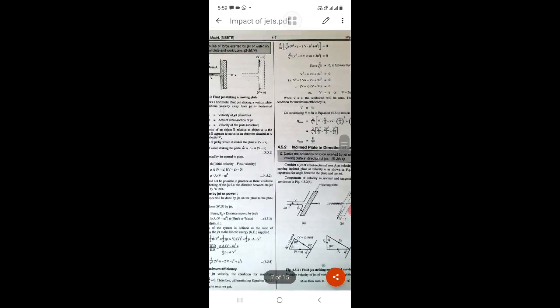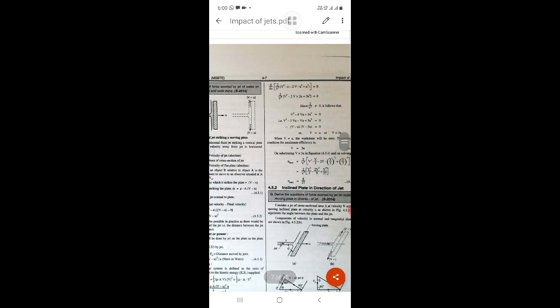Next derivation is maximum efficiency. So this derivative of efficiency is equal to 0. So put in the equation, differentiate the equation with respect to u. So with the help of 2 upon v cube, v square, minus 2v into 2u. Since u upon v square is negligible, v cube is negligible.